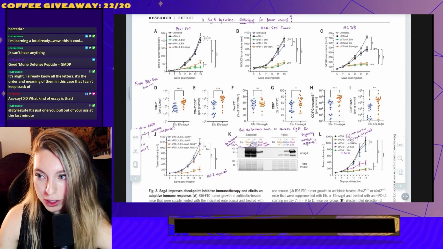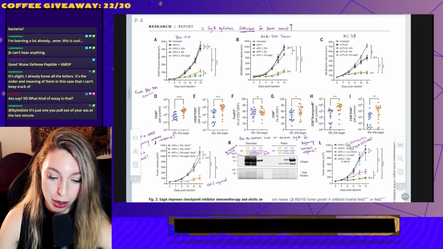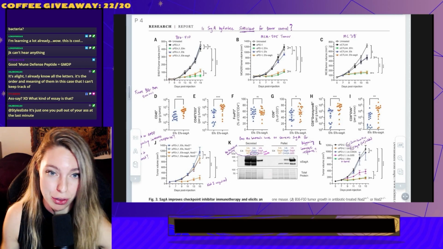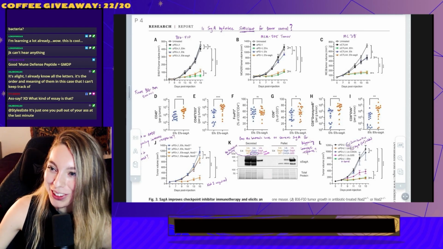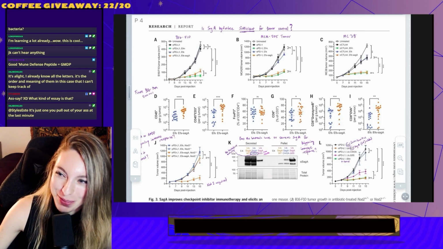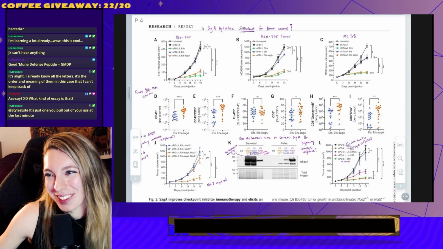But yeah, to answer your question, metkabutane, there are actually some companies making little cleaved versions, basically similar to GMDP, as a cancer thing. I actually don't know what GMDP stands for, and I love your take on it. Good immune defense peptide. I love that. That's freaking awesome.